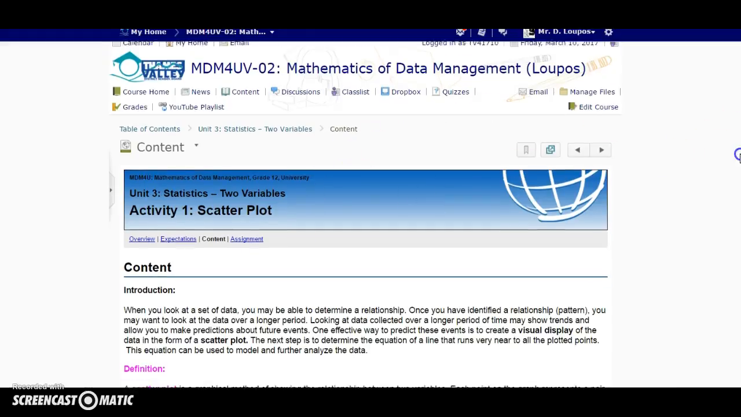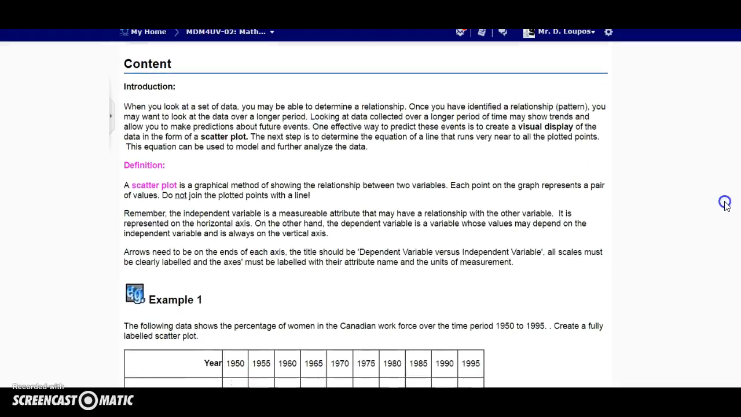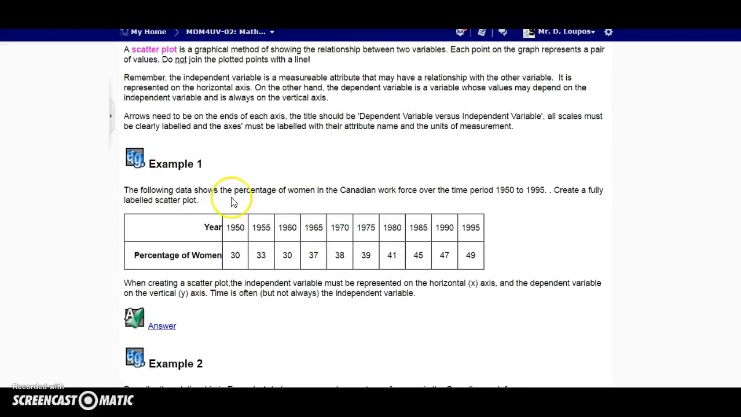What's important here? We're looking at two variable stats now. Okay, so we're looking at a relationship between two different things. Most of the time, what you'll have is time as one of the variables you're looking at, sorry.